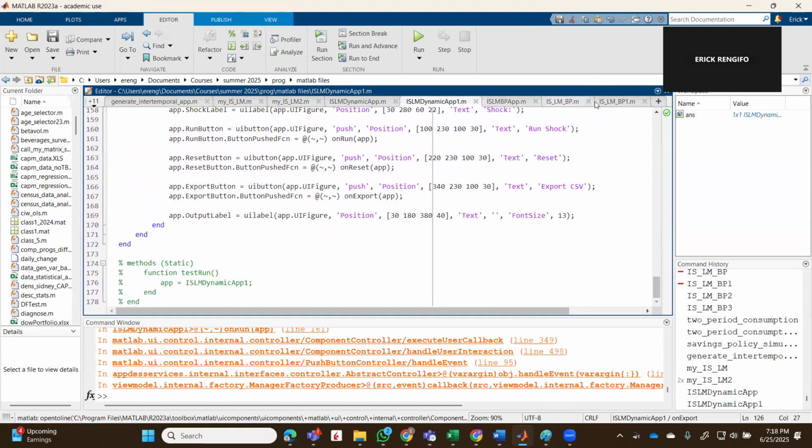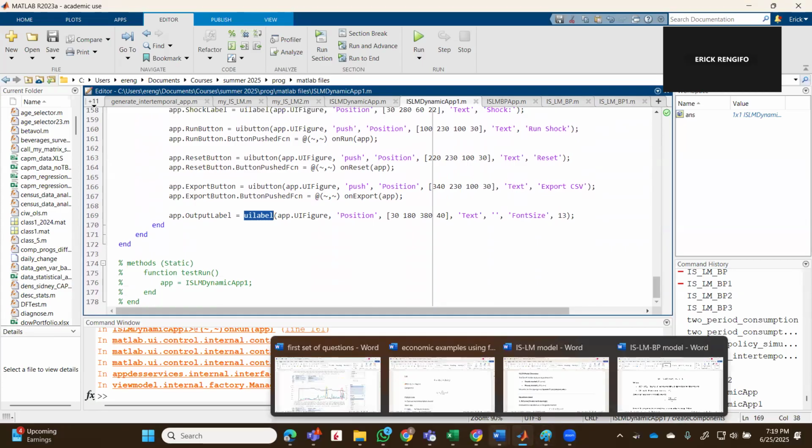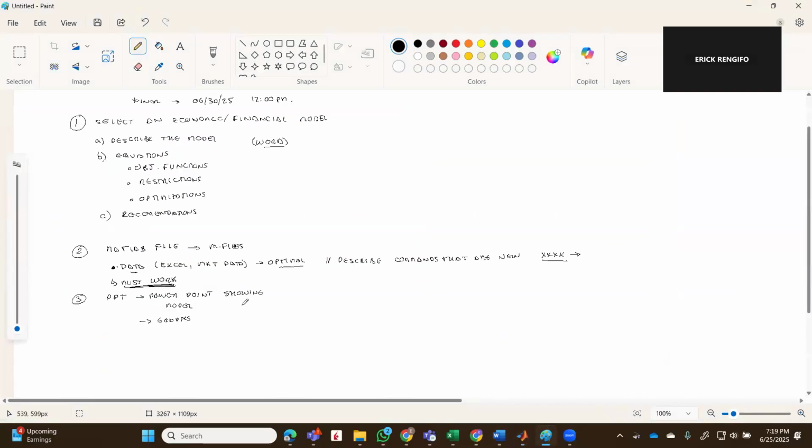Well, it doesn't matter. Imagine that you find a new command, this one here, for example. What is UI label? So what I want in an appendix of your Word, okay? Describe the commands. This should be as an appendix in the Word document.